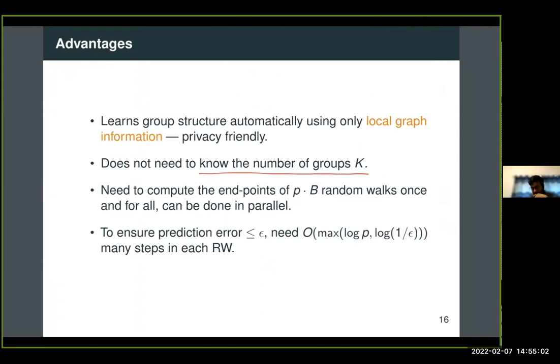Now, the endpoints of these random walks. Remember, we need to sample B random walks per vertex, so we need pB many random walks. We can just do it once and for all, and it can be done in parallel. So this part is very fast. We can show that to ensure a prediction error of at most epsilon, we need about log p max log 1 over epsilon many steps in each random walk. So not a lot of steps.